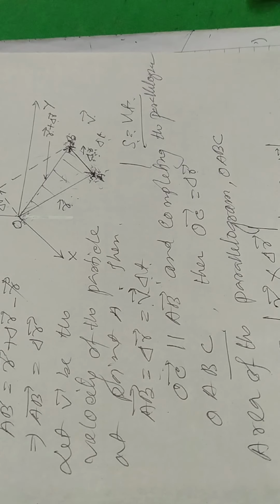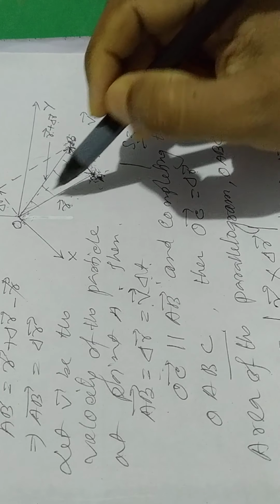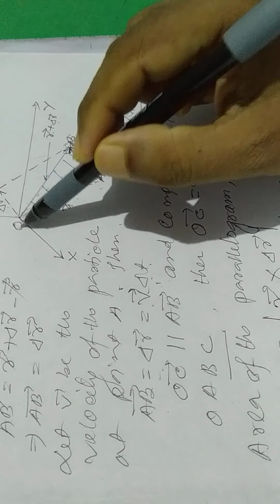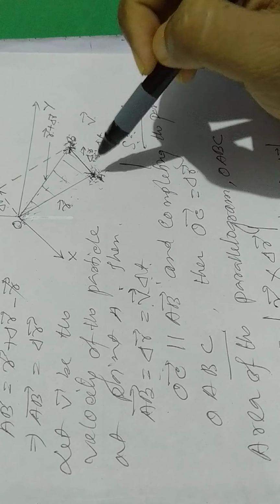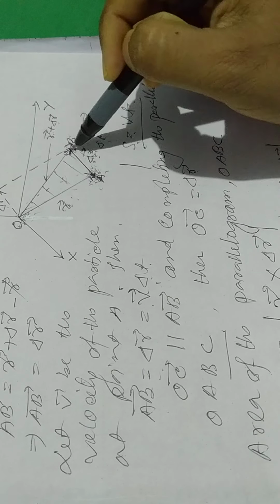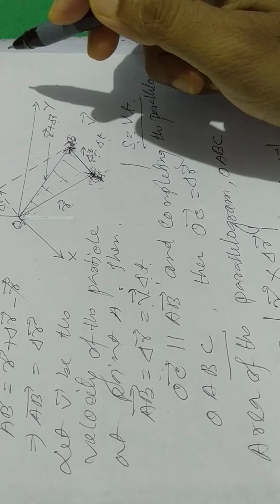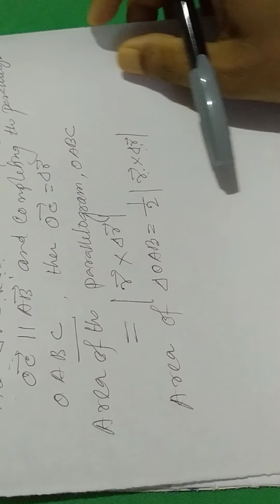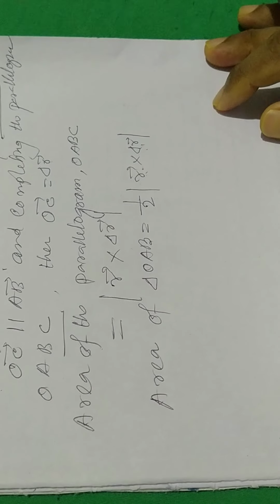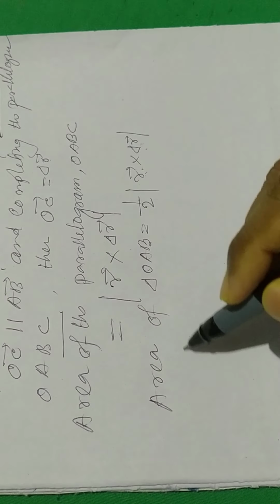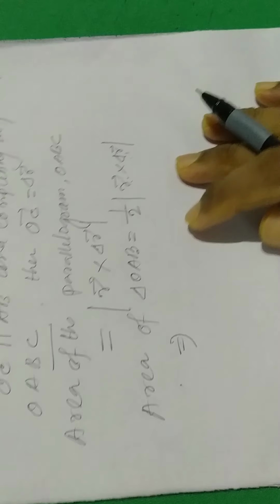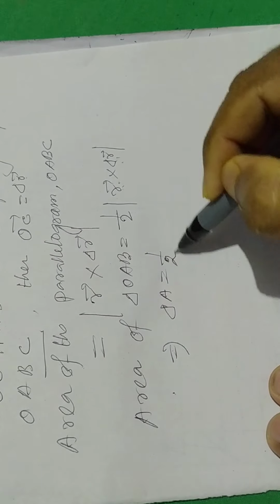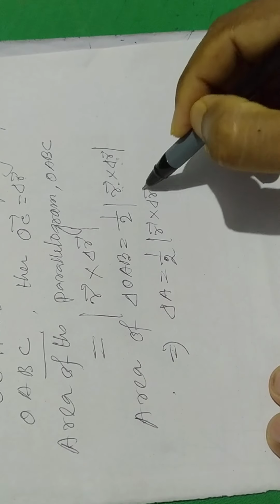Since the position vector of the particle OA jumps to the new position OB through a small displacement, AB is very small, then a small area is covered. This small area is denoted by del A, half R cross del R.